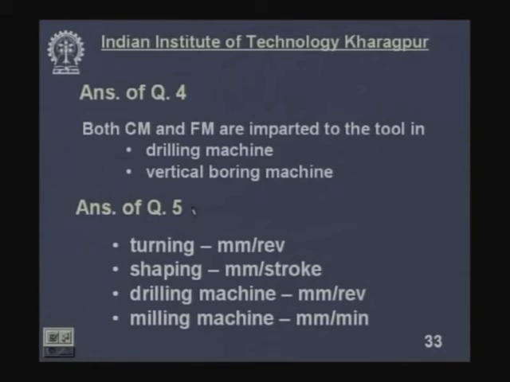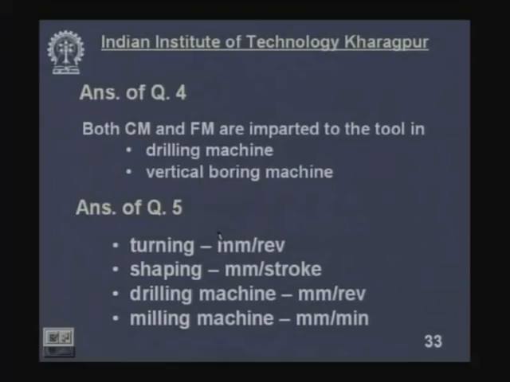Answer to question number 5. How is feed expressed in different machine tools? Turning, millimeter per revolution; shaping, millimeter per stroke; drilling machine, millimeter per revolution; milling machine, millimeter per minute or centimeter per minute. So, this is how, and in different machine tools it can be defined, like in broaching machine by rise per tooth and so on.